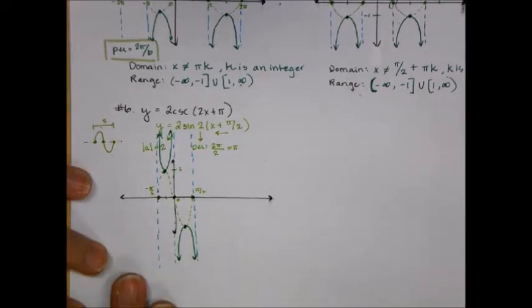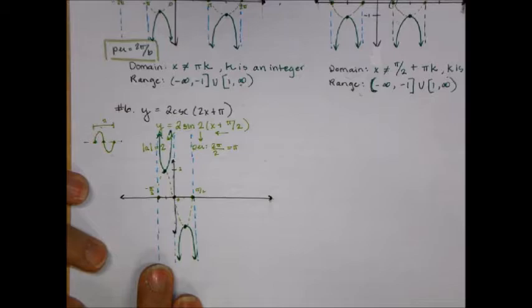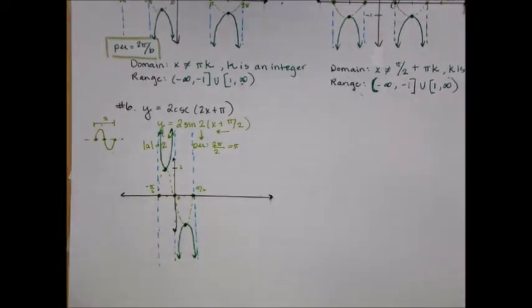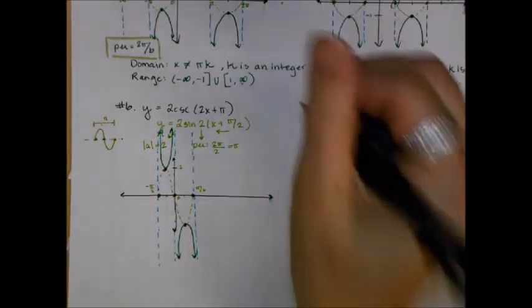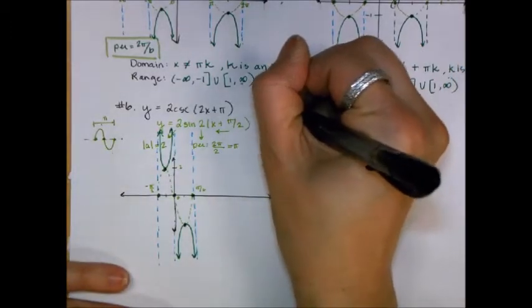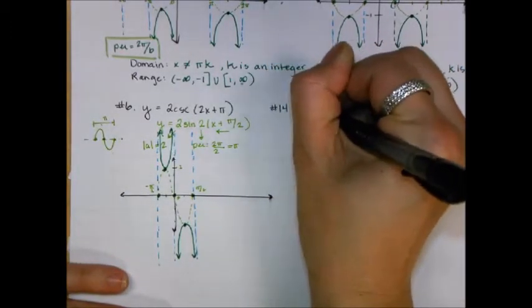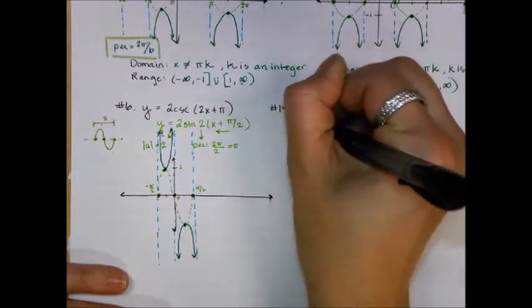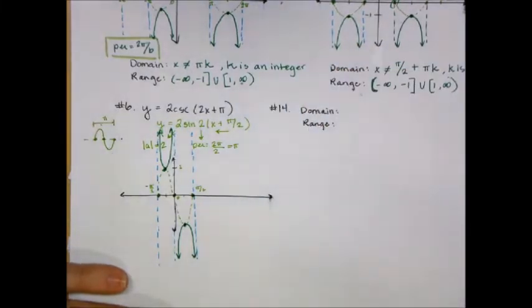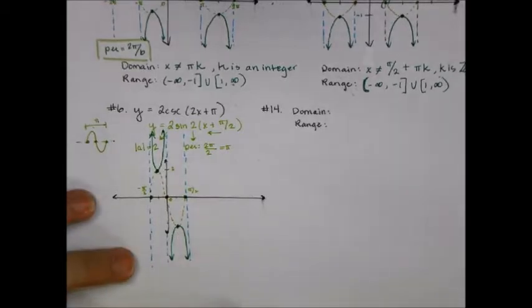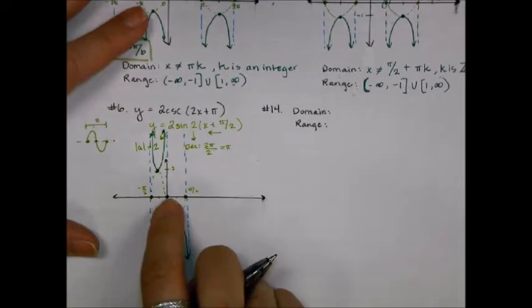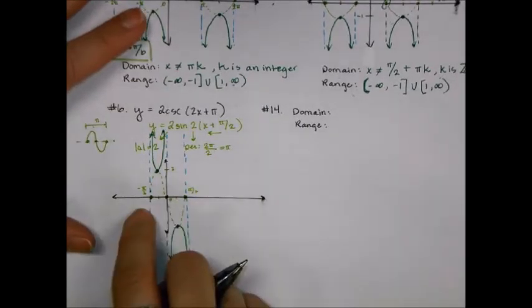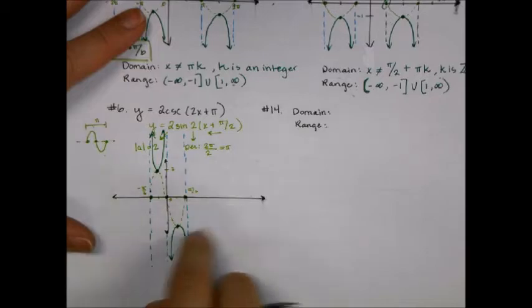Now, each problem corresponds to a problem on 9 through 16. So 6 corresponds to problem number 14, which asks for the domain and range of this graph. So we're going to skip down to 14 and answer this question. So the domain, just like last time, we want to list what x cannot be. So x can't be 0, pi over 2, negative pi over 2, and this will just keep going every pi over 2 units. So pi, 3 pi over 2, 2 pi, and so on.